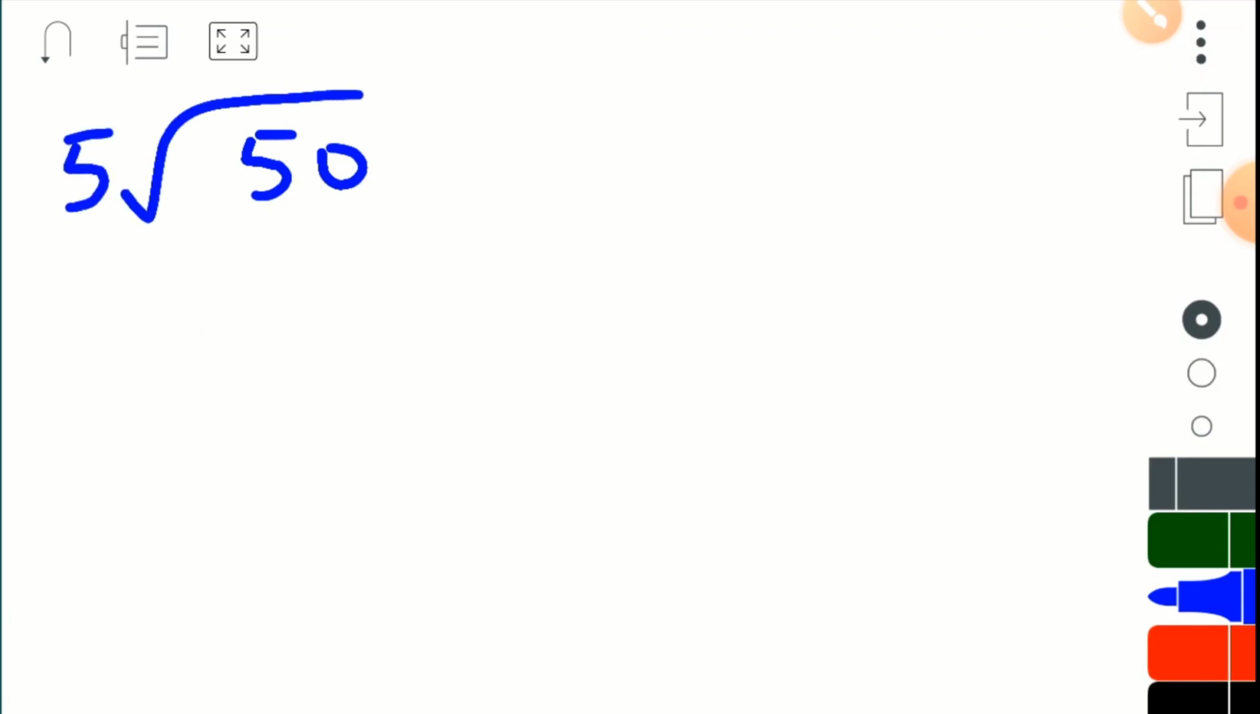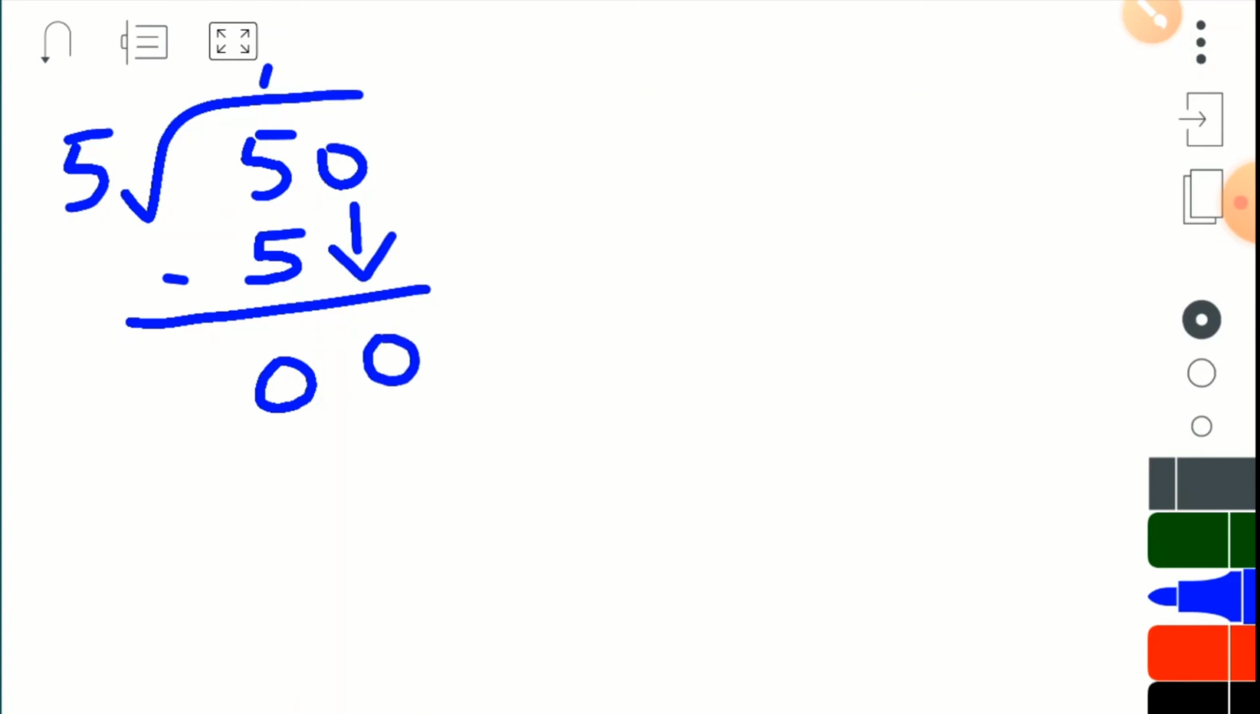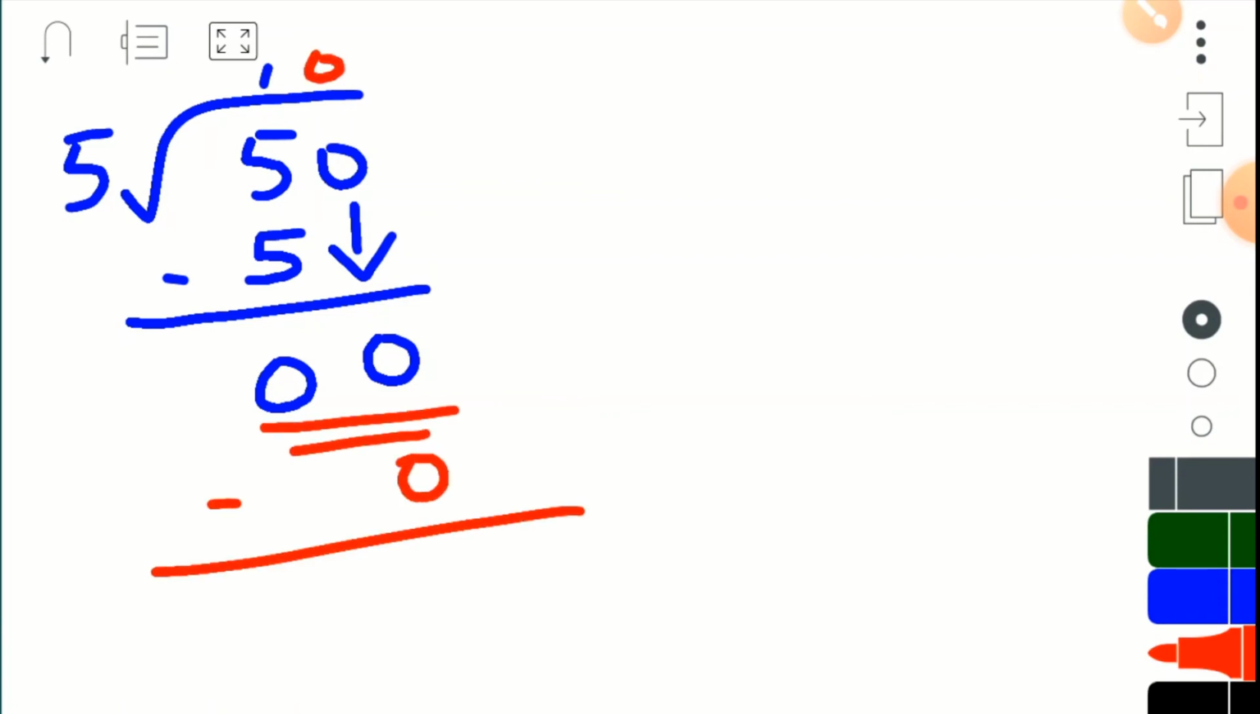Now here you can do it directly. 5 ones are 5. 5 minus 5 is 0. Next number, don't forget to take this 0 also. Next number is 0. Now your question is 0, 0. So 5 zeros are 0. The answer will come as 0.